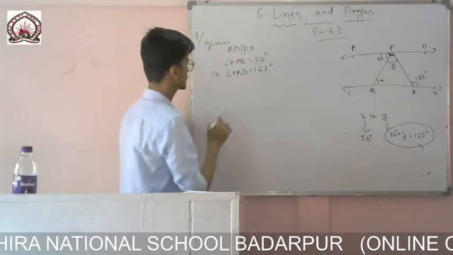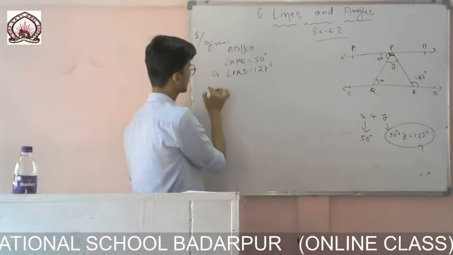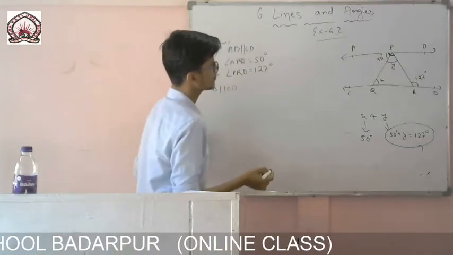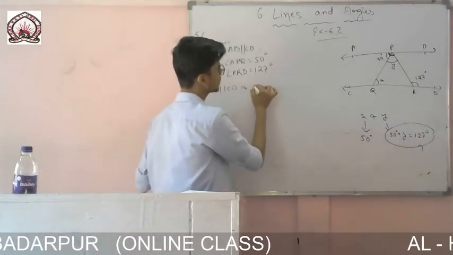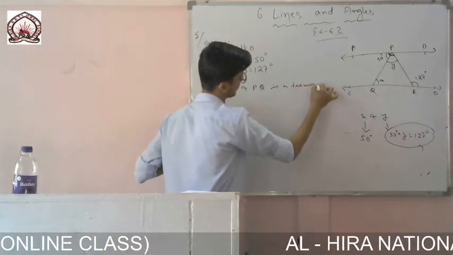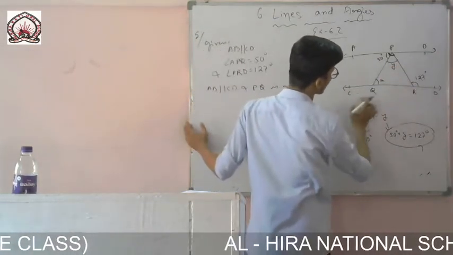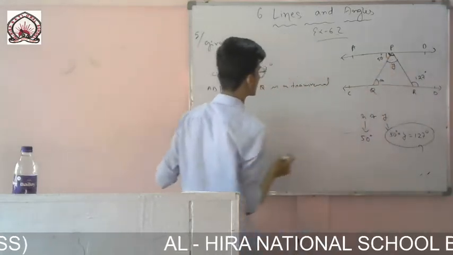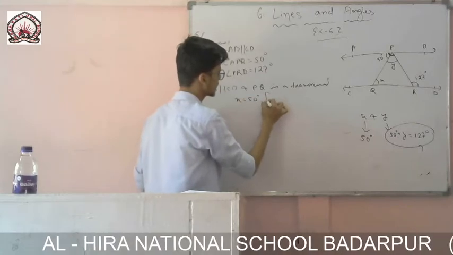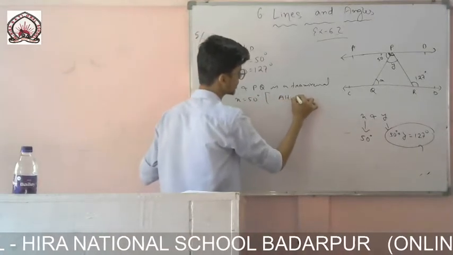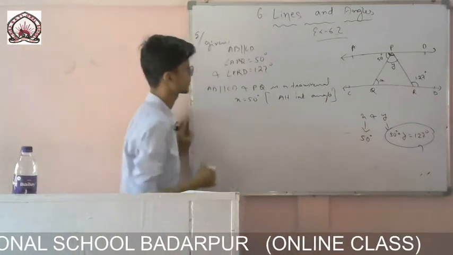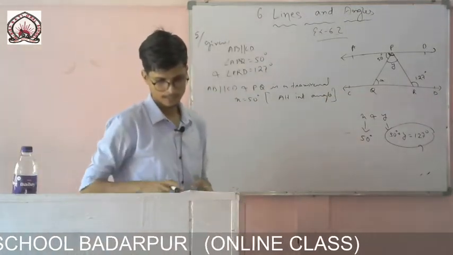So you write like this: since AB is parallel to CD and PQ is a transversal, AB is parallel to CD and PQ is a transversal. So I can write angle X is equal to 50 degrees since alternate interior angles. Okay, angle X is equal to 50 degrees.